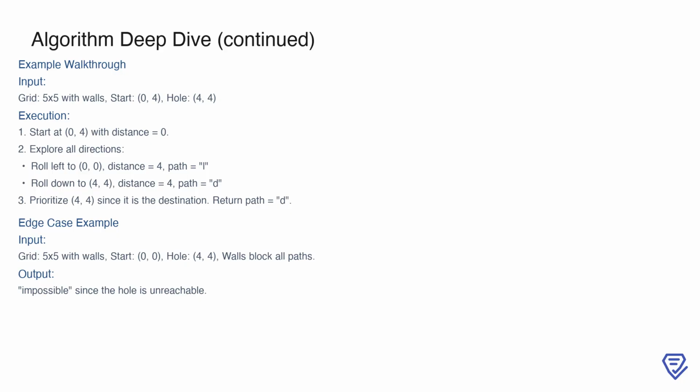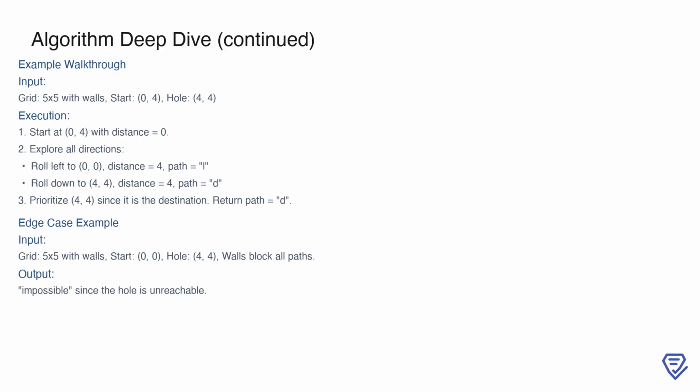Rolling left takes the ball to (0, 0), with a distance of 4 and a path string of L. Rolling down takes the ball to (4, 4), with the same distance of 4 but a path string of D. Since (4, 4) is the destination, we prioritize it and return the path string D as the solution.